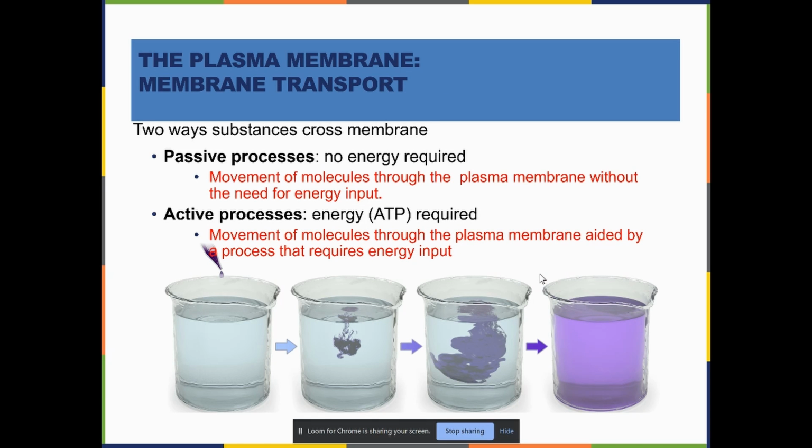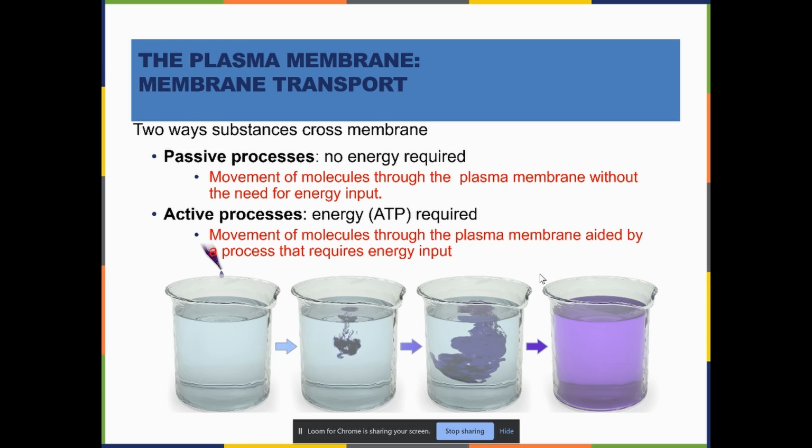But our next and main topic for part 2 of this PowerPoint is membrane transport. And that's when we talked more about the plasma membrane. We talked about the integral proteins, things like carriers and channels that are going to help move stuff across the membrane. There are 2 ways substances move across a plasma membrane, either via a passive process or an active process.